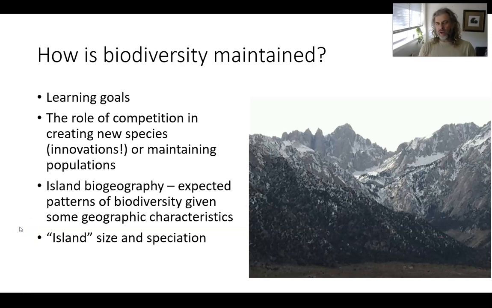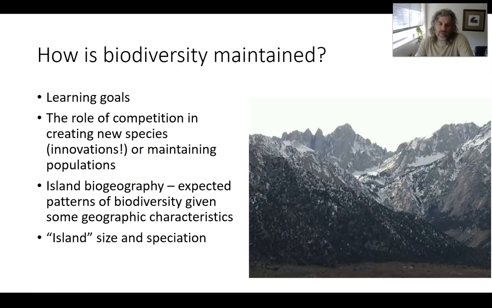The last topic that we want to cover during this first week of forest community ecology and succession is confronting this problem of how biodiversity is maintained. This ends up being a more complicated vignette because we have a lot of ground to cover and some of the concepts are a bit more complicated. So what we are trying to do here, though, is understand the role of competition in creating new species, if you will, evolutionary innovations, and how we maintain populations.